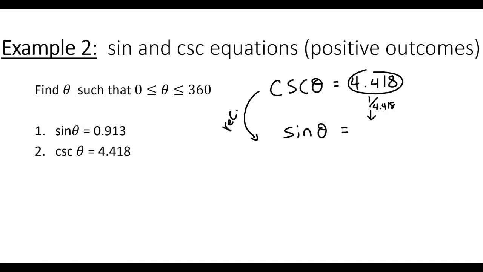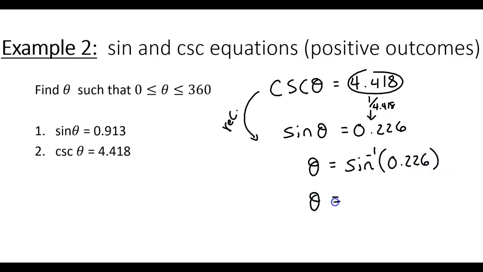So let me find my handy dandy calculator here. All right, so there's that. Next, we're going to do arc sine on both sides to get rid of the sine by the theta. And let's see what we get as a result. I'm getting 13 degrees if we round to the nearest degree. So there's my first answer.